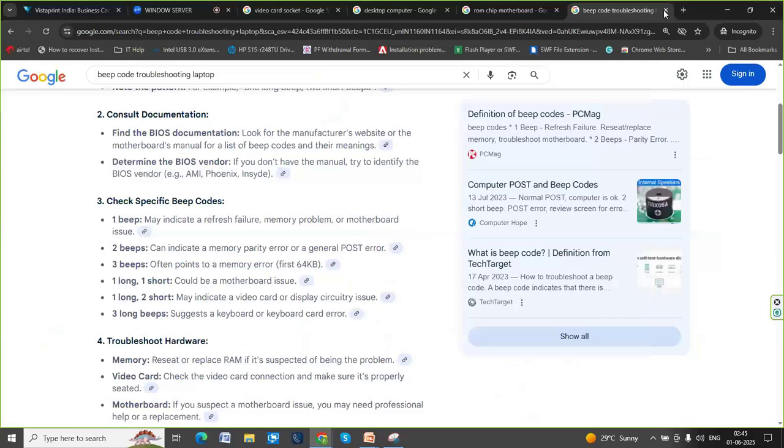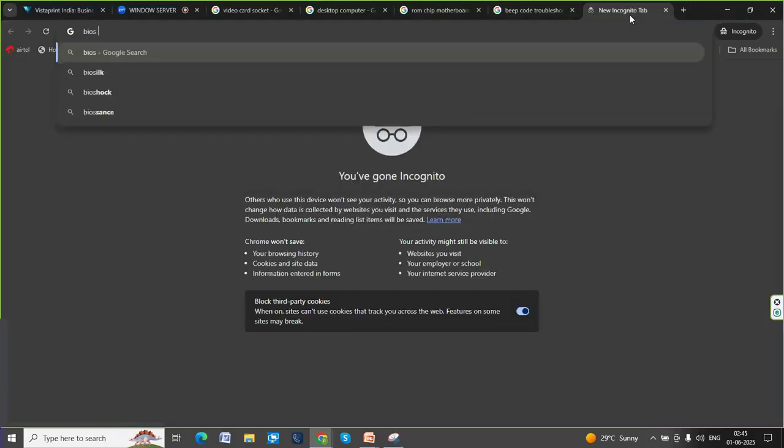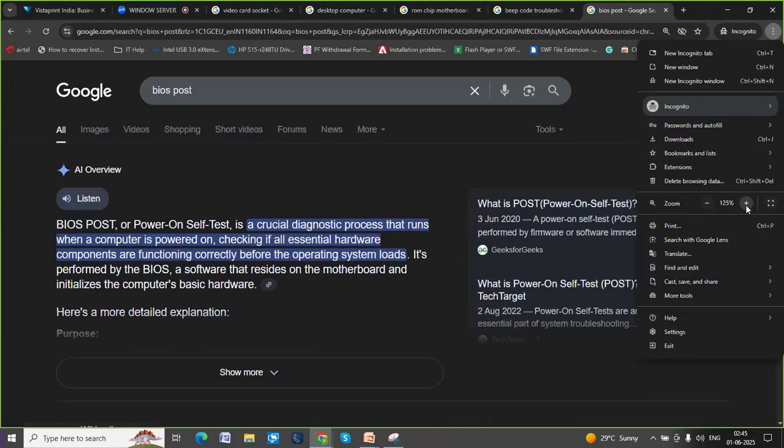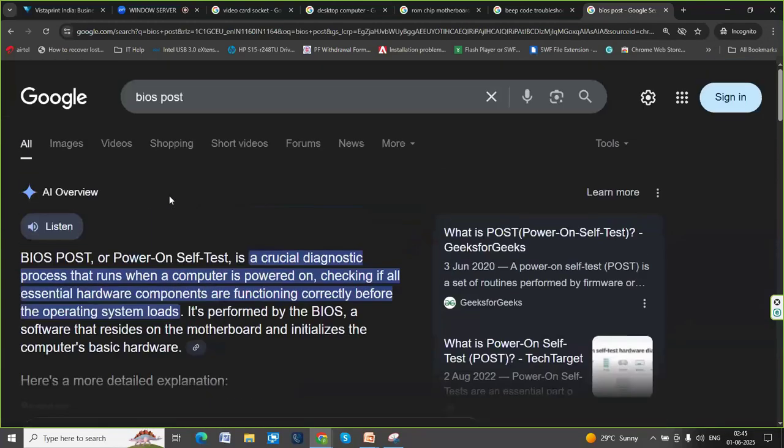I'll see here. BIOS POST. What does it say? Let me see. You can see my screen. Suppose you are not finding time to write, take a photo. BIOS POST. What does it do? The diagnosis process that runs when a computer is powered on, checking if all essential hardware components are working correctly or not. Okay?